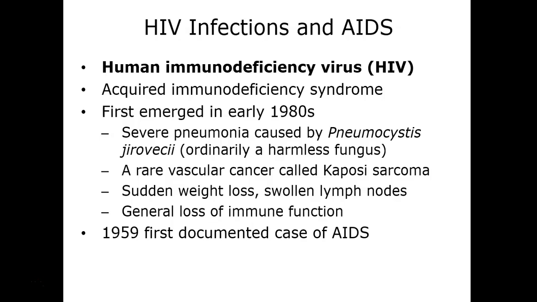It can cause severe pneumonias caused by things like pneumocystis. It also is able to cause a very rare vascular cancer referred to as Kaposi's sarcoma, and it's often seen by the presence of these lesions on the surface of the feet and legs. There is a sudden weight loss, swelling of the lymph nodes, and just an overall loss of immune function. The reason for that loss of immune function comes from the damage to your macrophages and your helper T cells, which are the two big cells that are destroyed by HIV.